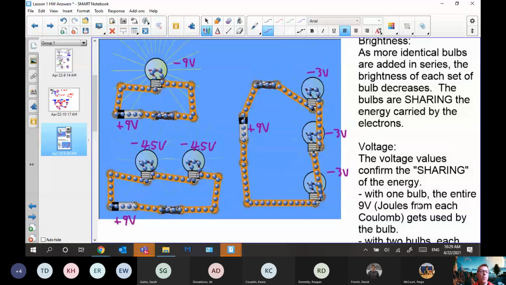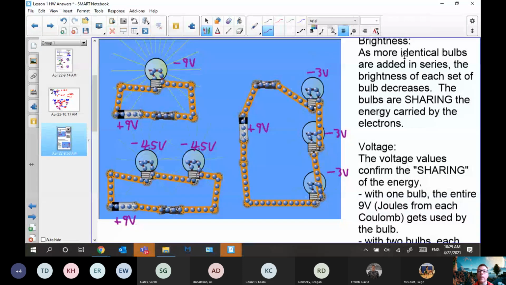So that may or may not have modified your understanding of this. I know for a fact, I don't want to say any names, but sometimes people would maybe think that, for example, in the 3 bulb circuit, the first bulb would be the brightest, and then the next bulb would be a little dimmer, and the third bulb would be even dimmer. But that's not the case. They're actually just sharing equally.